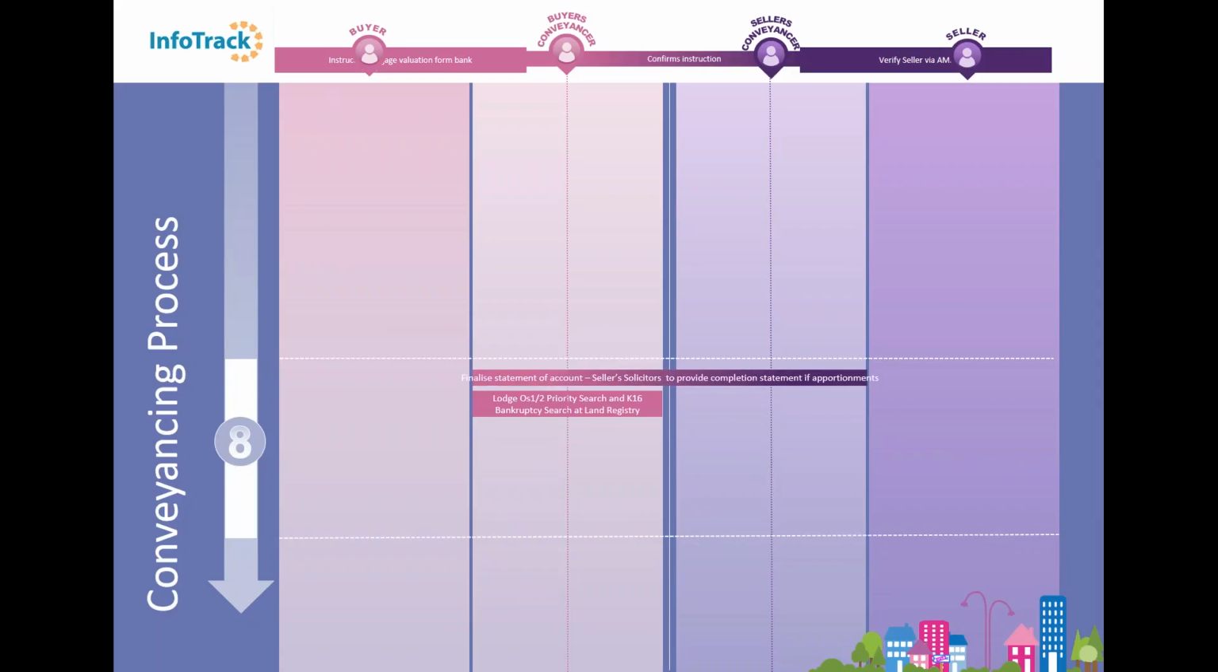The various solicitors are finalising the statement of account, so who owes who what. They'd be lodging the OS1 and OS2 priority search, which is a Land Registry document, which we'll have a look at. They'll get the mortgage advance from the lender and send over the purchase money to the seller's conveyancer. And they'd also do the submission to HMRC for stamp duty land tax.